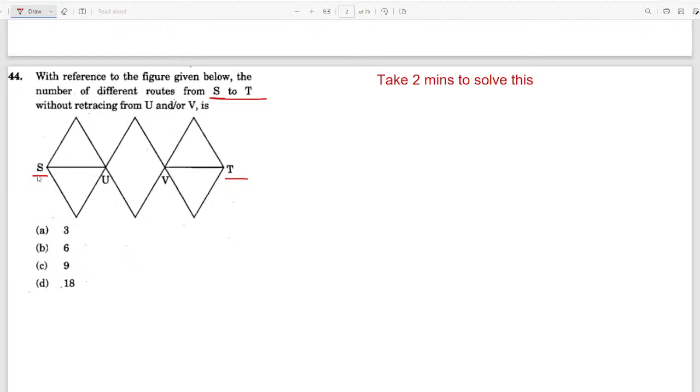There is no other way to go to T. You have to go to U, then to V, and then to T. The number of ways of going from S to U is 1, 2, and 3. There are 3 ways to go from S to U. And from U to V, there are 2 ways. And V to T, there are three ways. So the number of ways of going from S to T is 3 into 2 into 3. 3 2s are 6, 6 3s are 18 ways.